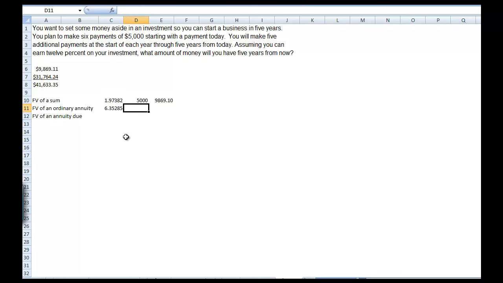Okay, so we have an annuity of 5 equal payments of $5,000. So that's our annuity. And if we take our factor and we multiply that times our annuity, we get $31,764.25, and then if we add these two, we get exactly what we did calculating it the other way.